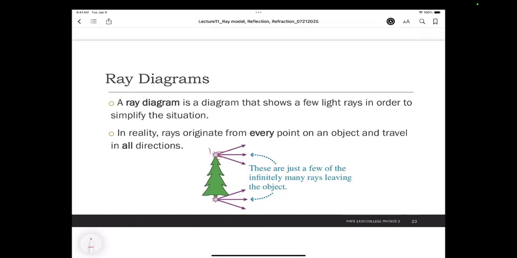Here and here, this is a ray diagram. But actually, in the real situation, it's not just those two. I think you can understand that because you can see for a tree, it's not only those two locations that make rays. Also here, here, here, here, here.